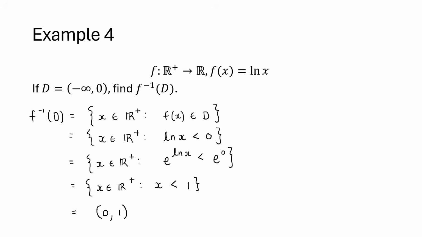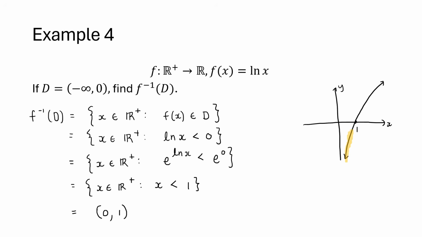If we wanted to read it from the graph, this is how we would do it. We would sketch our normal graph, y is equal to ln of x. We know this cuts the x-axis at 1. We want to see if our y values are negative. Where are the y values negative?